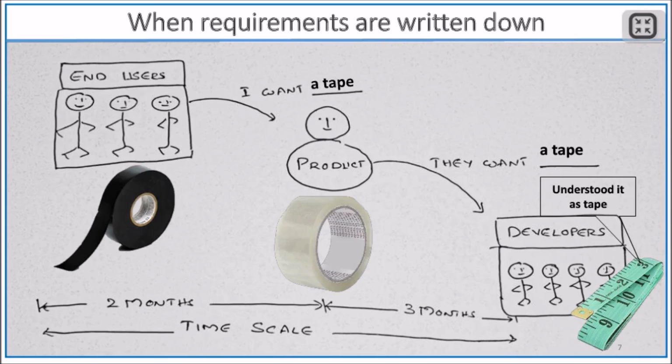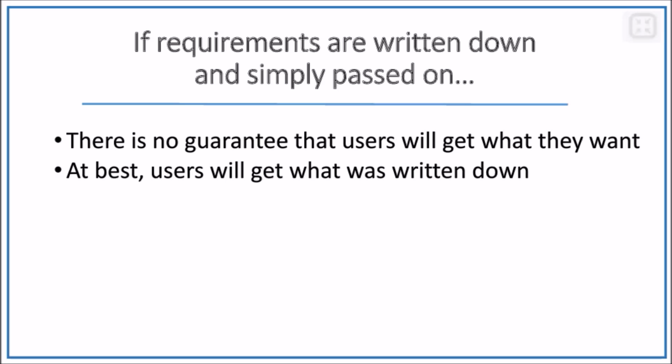So when the requirements are written down and simply passed on, there is no guarantee that users will get what they want. At best, users will get what has been written down. Today, my dear friends, I happened to go to a major telecom provider to purchase their plans. The various options were provided to me on paper. When I wanted some clarification, nobody was giving me clarity. So I had to infer the relative benefits of the plans by looking at the papers in front of me. Believe me, it was a hard task.